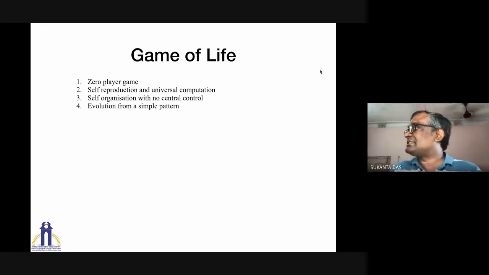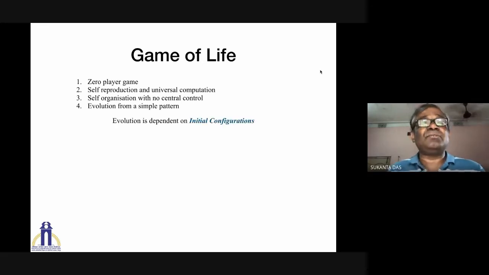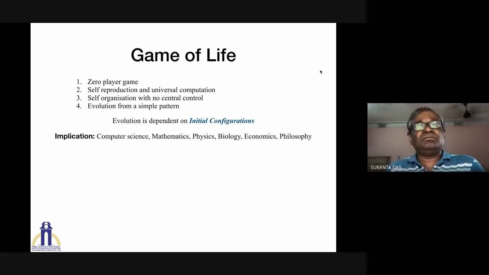If you give a simple pattern, you will see chaotic, unpredictable patterns coming out of this. So these are the four important properties. And game of life has a huge implication in science as well as in philosophy. Here I have written that evolution is dependent on the initial configuration. The initial pattern I have mentioned is called the initial configuration. Anyway, it has a great implication in computer science, mathematics, physics, biology, economics, philosophy, everywhere.